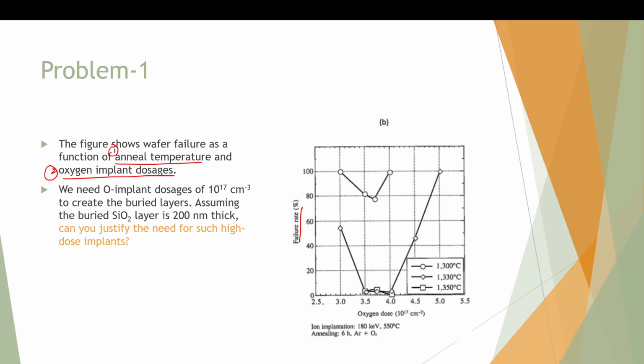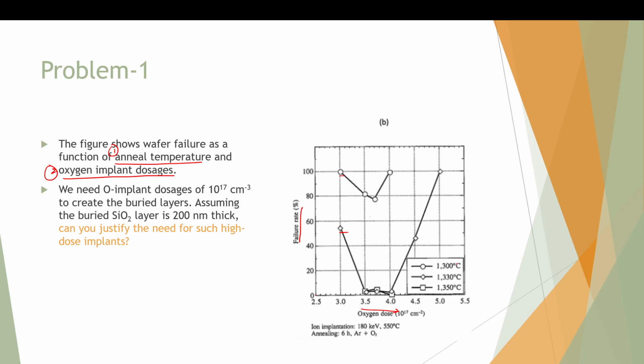So if you look here, this is oxygen dose. As I go on increasing the oxygen dose, the failure rate falls and then increases again. So there is some optimum oxygen dose for which the failure rate is minimum. Also, the failure rate is a function of temperature.